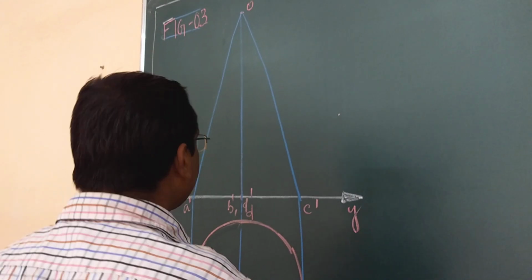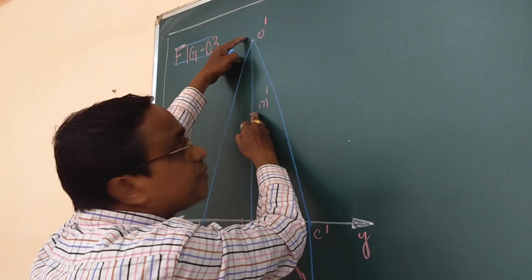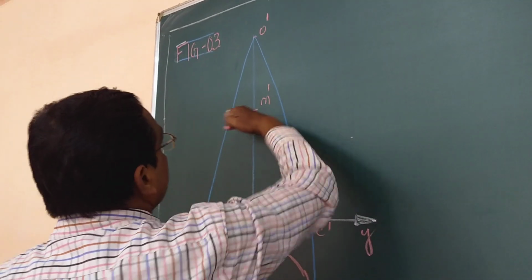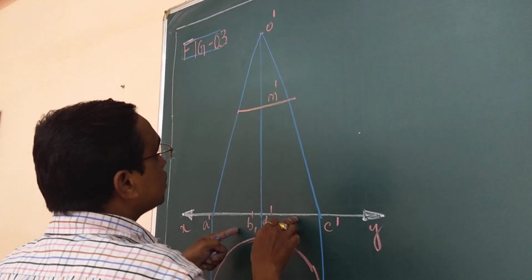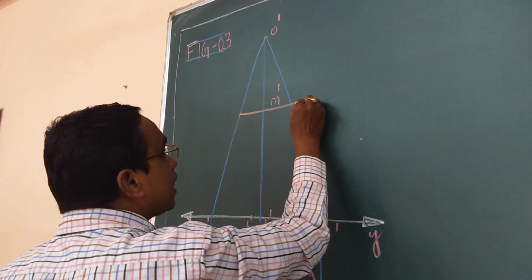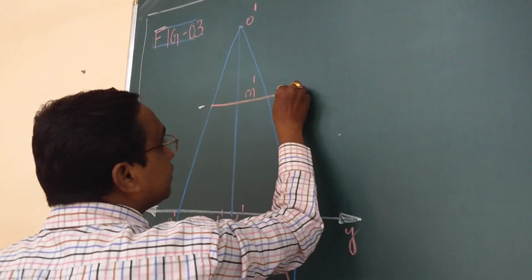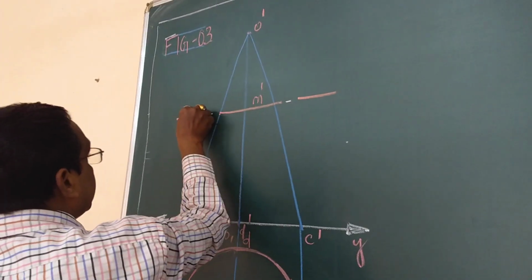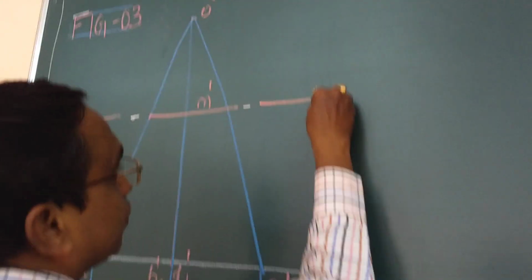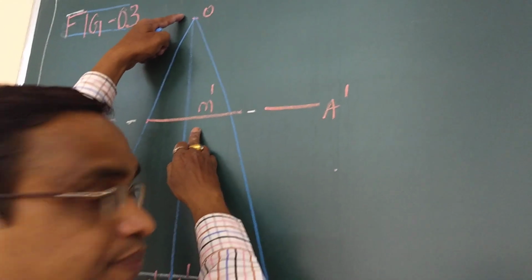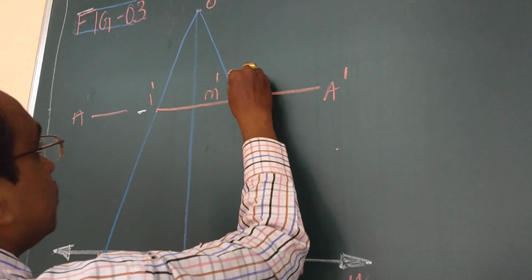Then you mark the point M dash, because M dash to O dash is 50 and the cutting plane cuts the cone. So here you draw a line parallel to the XY reference line, then 2 mm gap, 2 mm gap, then 10 mm line, 10 mm line. This is your AA dash cutting plane, which cuts the cone 50 mm from its vertex. Say it cuts the cone at points 1 dash and 2 dash.